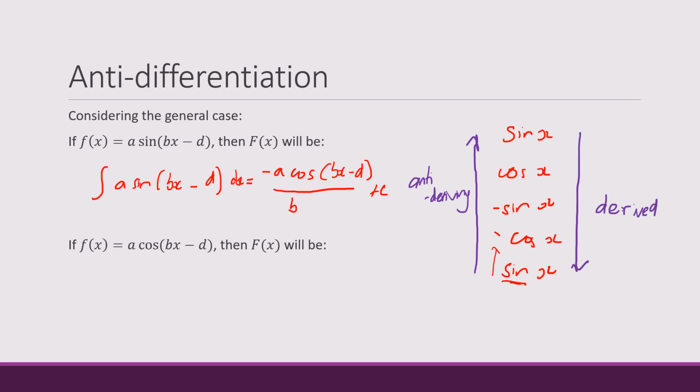For cos, that's the integral of cos bx minus d dx. Cos changes to positive sine, so that will be sine bx minus d divided by b, again plus c, because the derivative of what's in brackets, bx minus d, is whatever value b is. Those are our general rules. Always change according to whether you're moving up or down in this list, and then divide by the derivative of what's in the brackets.